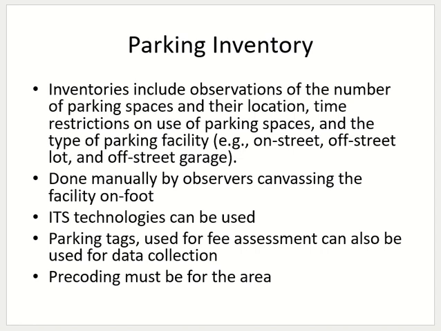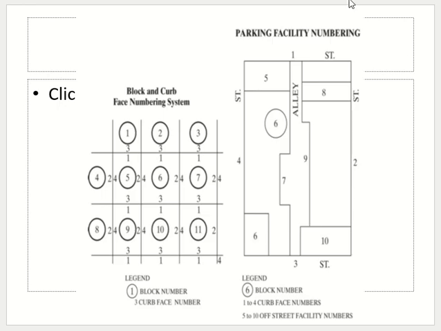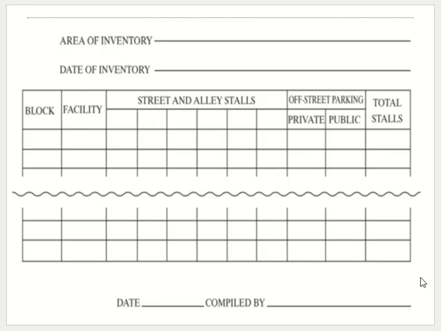Before you take the parking inventory, you should pre-code the area. So you should give coding to different parts of the area, so it becomes easier for you to report. Something like this. These numbers are basically codes given to different parts of the area, 1 2 3 4 5 6. These are the block numbers, and this is the pre-coding we are talking about. This is an inventory sheet, so you type the area, the date, which block, which type of facility you are doing, which is street, and you put the number of parking spaces here. This is for on-street parking, this is for off-street parking, and then there's a total here.